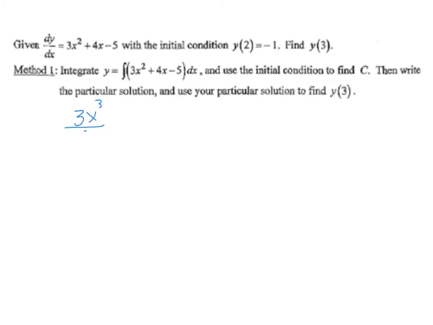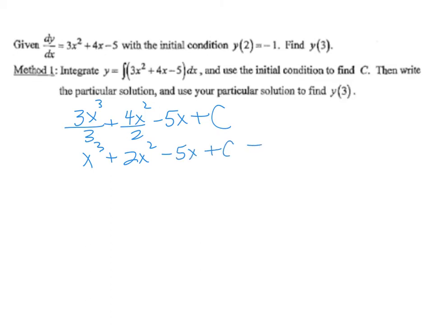3x to the third over 3 plus 4x squared over 2 minus 5x, plus c. All right, so we have x to the third plus 2x squared minus 5x plus c. And what they told us here, that equals y of x. And it told us that our initial condition, where x is 2, y of 2 was negative 1. So I'm going to substitute the negative 1 here.